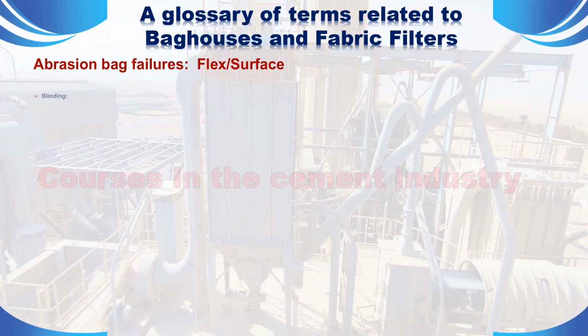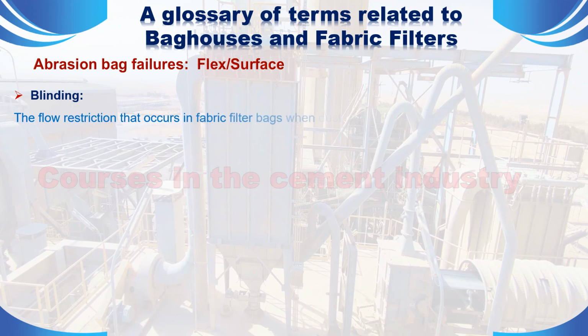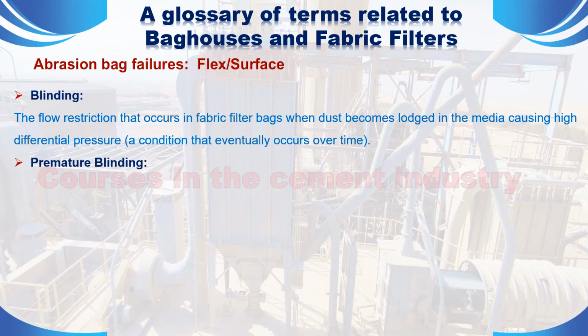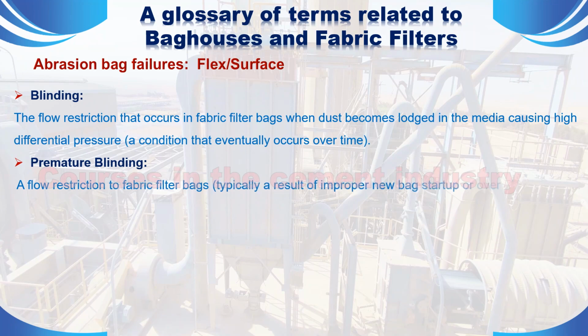5. Blinding. The flow restriction that occurs in fabric filter bags, when dust becomes lodged in the media, causing high differential pressure, a condition that eventually occurs over time. 6. Premature blinding. A flow restriction to fabric filter bags, typically a result of improper new bag startup, or overcleaning, that requires earlier replacement than expected.